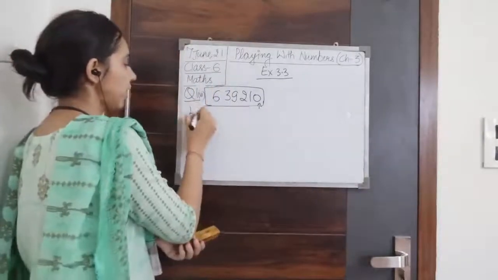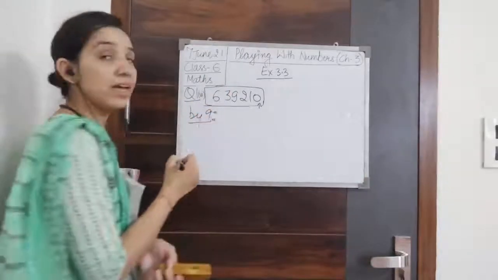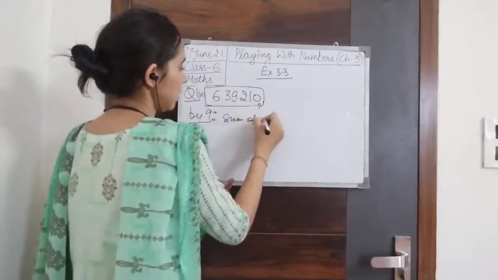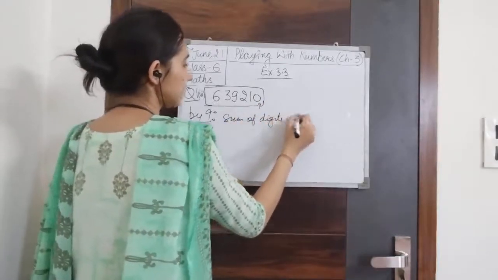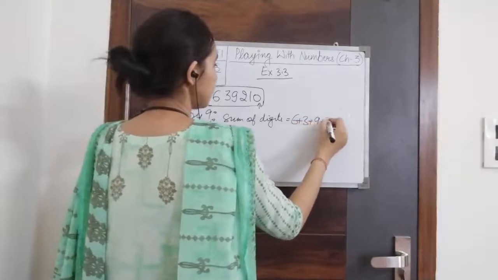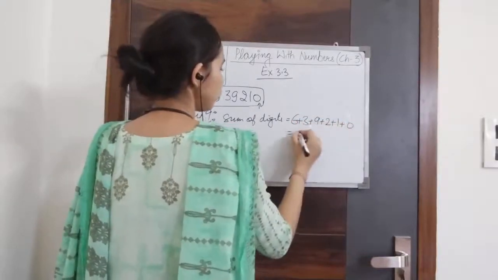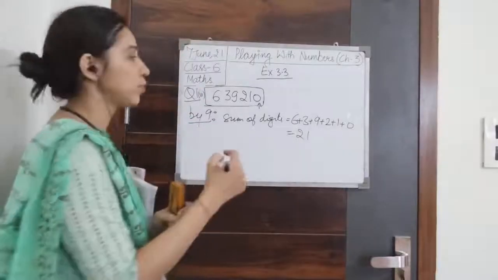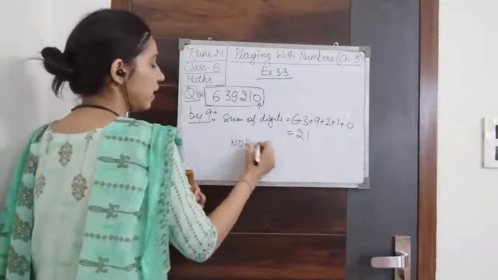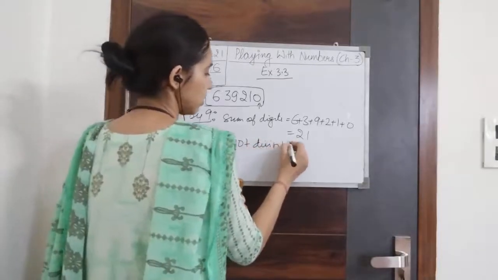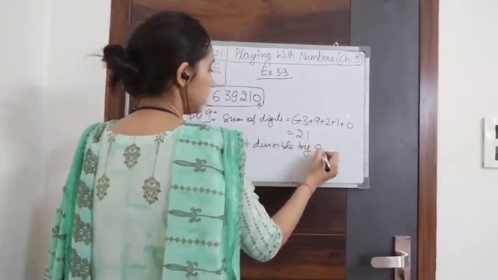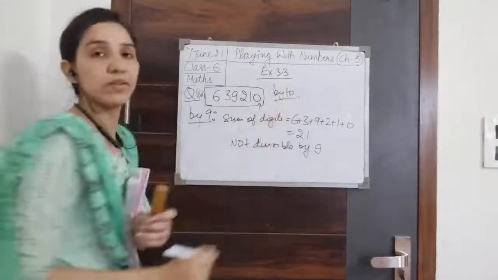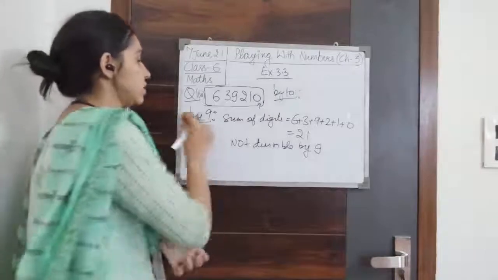Next, divisibility by 9. And how is 9 for you? Same as 3. The sum of digits is 6 plus 3 plus 9 plus 2 plus 1, which came out to be 21. Is 21 divisible by 9? No. It means this number is not divisible by 9. Okay? After 9, 10. You can do 10 by itself because the last digit is 0. It will be divisible by 10.